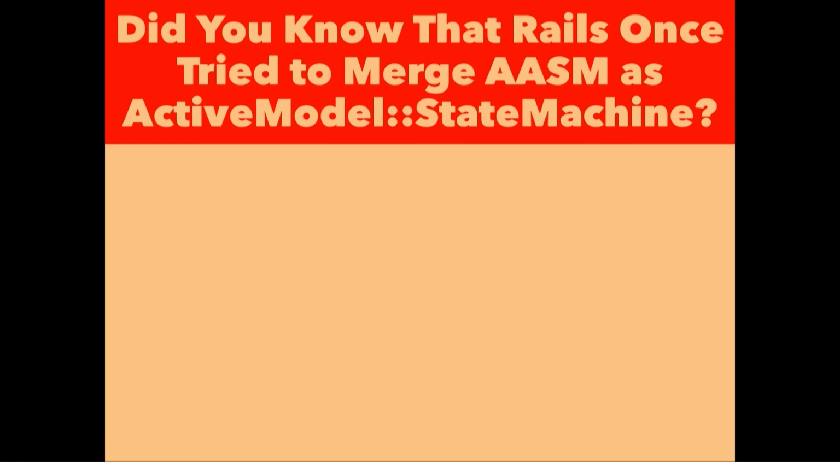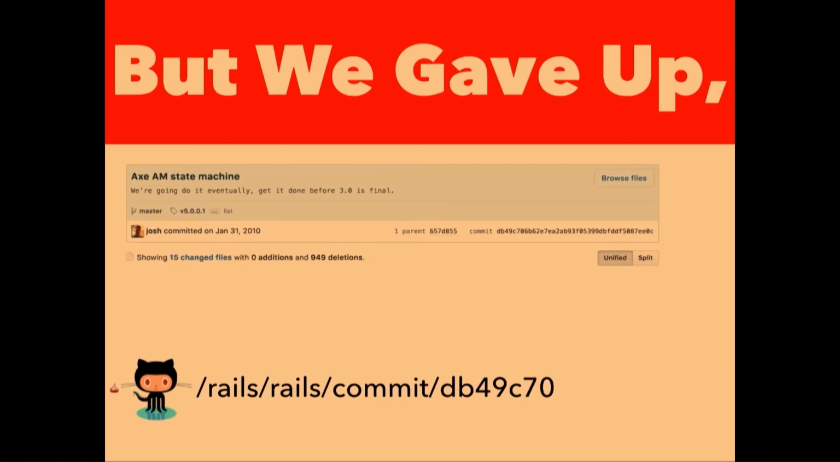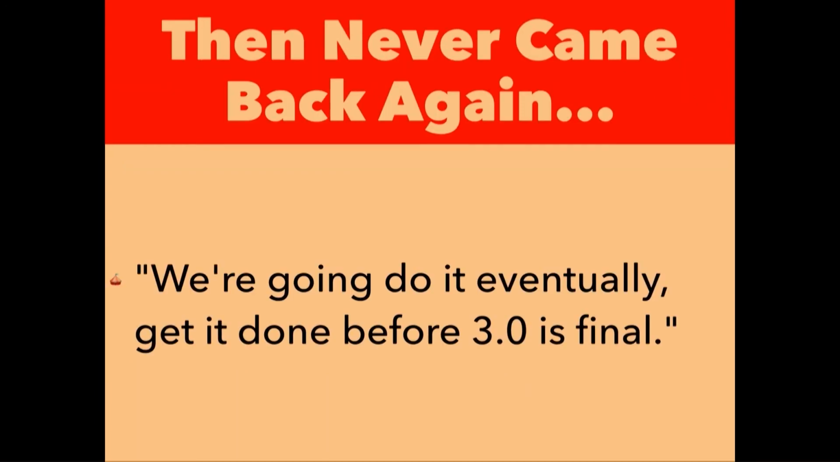By the way, did you know that Rails once tried to merge acts_as_state_machine into its code base? Here's the commit. It was done back in 2008. We merged the AASM gem into Active Model. But we gave up and reverted everything. In this commit comment, it says we're going to do it eventually, get it done before 3.0 is final. But this never actually happened.